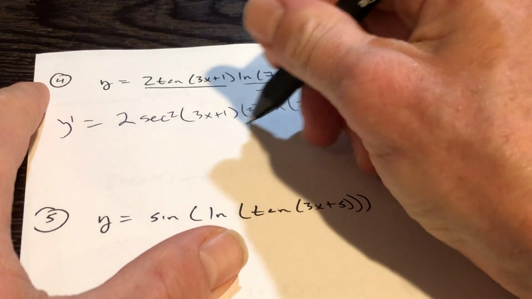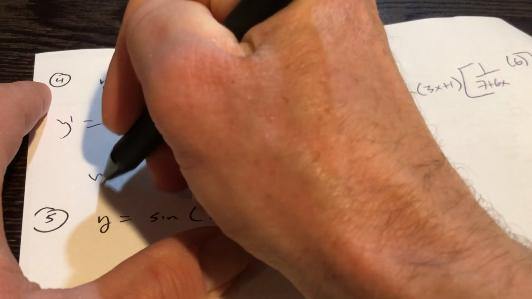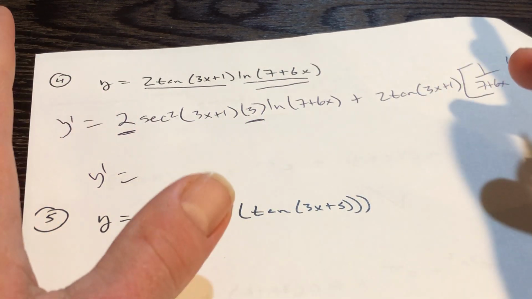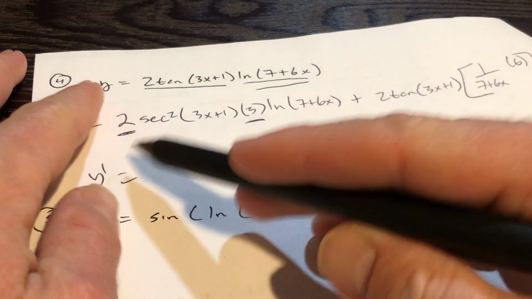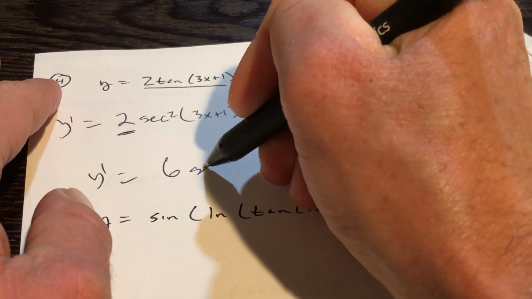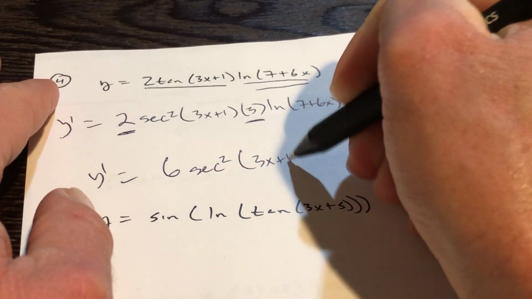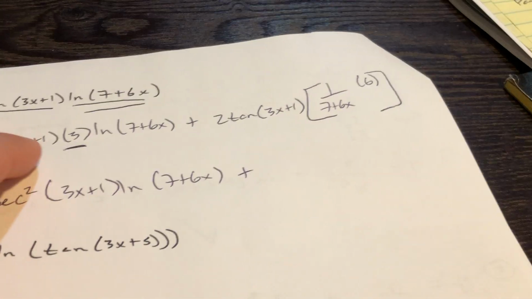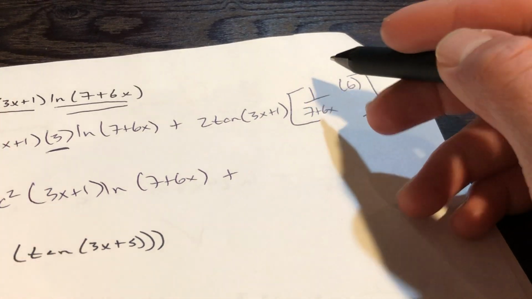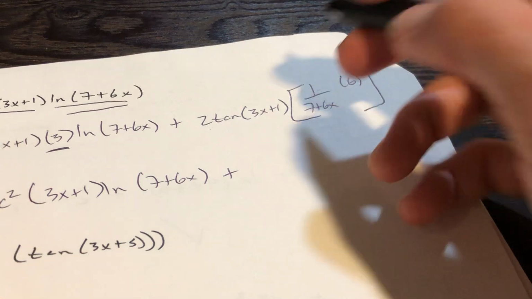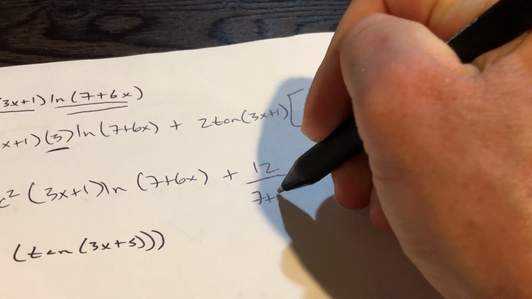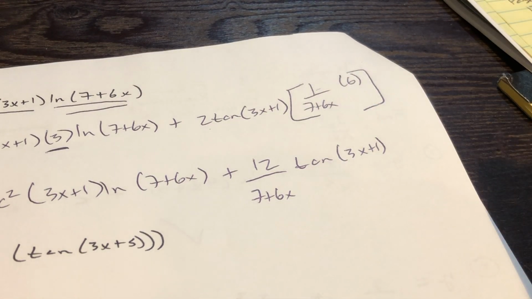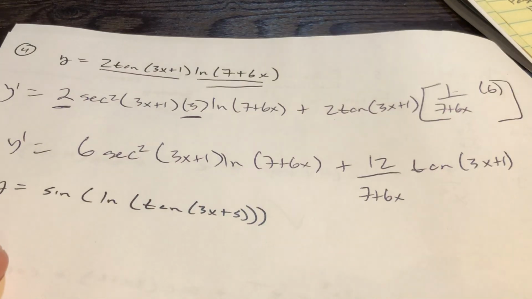All I'm going to do here is multiply 2 by 3. Y is all by itself, so there's no implicit differentiation. Even if it was, what's the derivative of y? It's y prime, and that's the only y you see. Okay, so 6 secant squared of 3x plus 1, times natural log of 7 plus 6x, plus, how are we going to clean this up? We're going to put the tangent of 3x plus 1 last. We're going to do 2 times 1 times 6. That's going to be 12 in the numerator. The denominator is 7 plus 6x. And then we're going to have tangent of 3x plus 1. All right, so that looks good. No push-ups have to be done for errors.